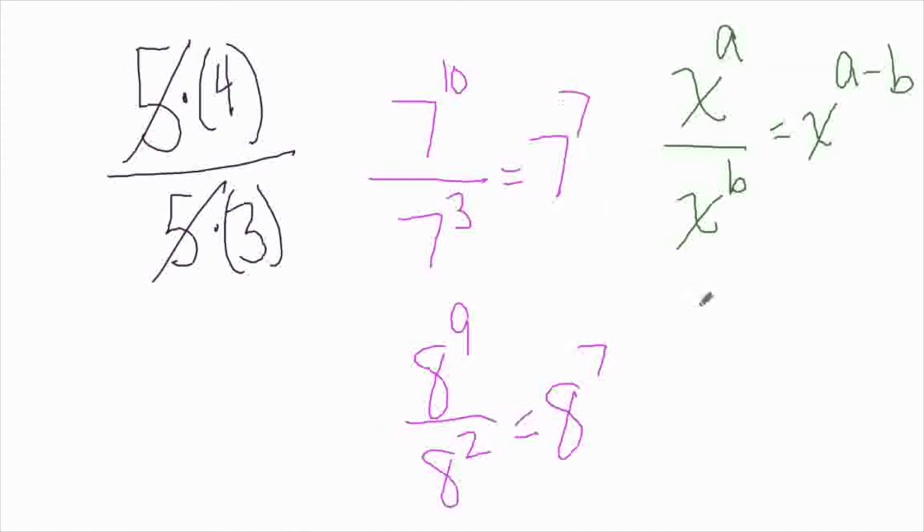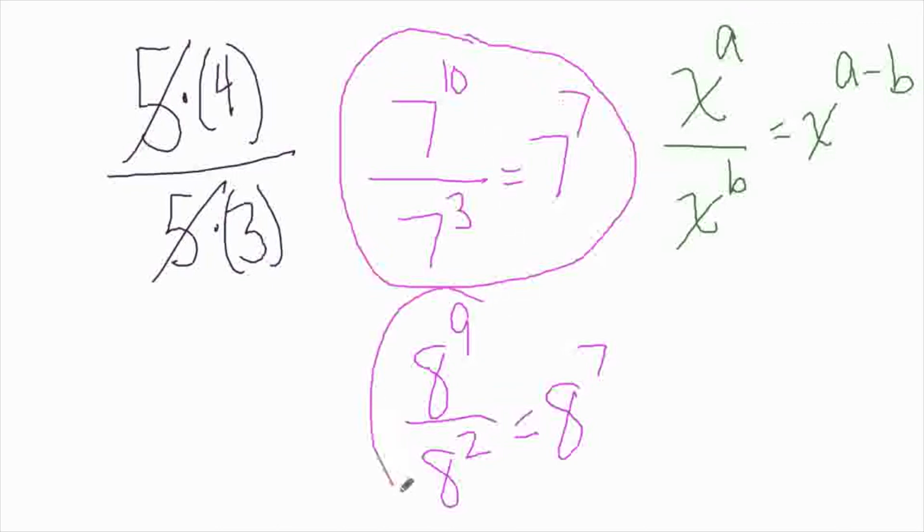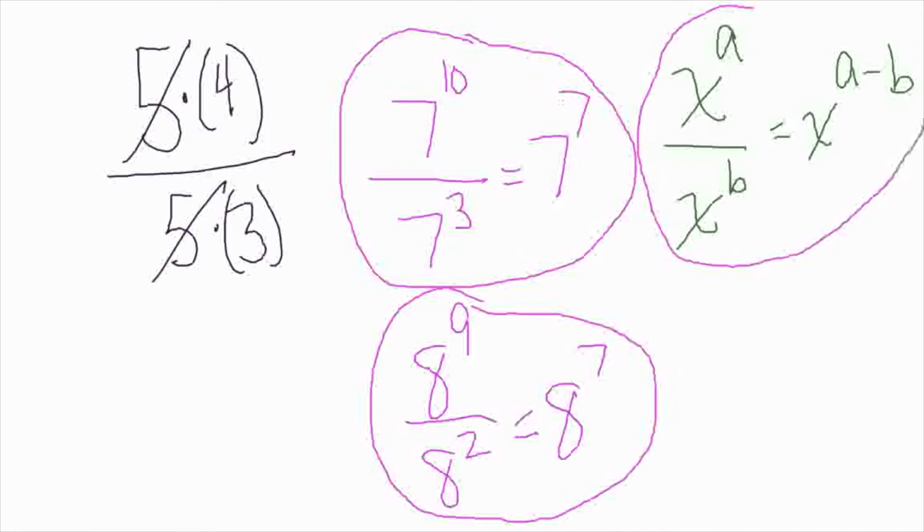So 7 to the 10 divided by 7 to the 3 equals 7 to the 10 minus 3. And then on the bottom, 8 to the 9 divided by 8 to the 2 gives 8 to the 9 minus 2. So again, the big idea is that you subtract the exponents. Now think about why that is true. Let's do the sevens as an example.